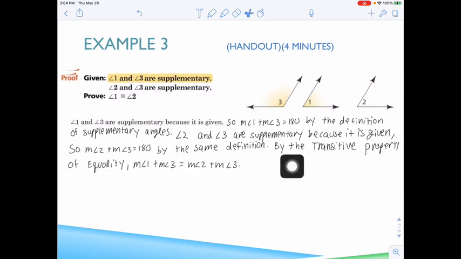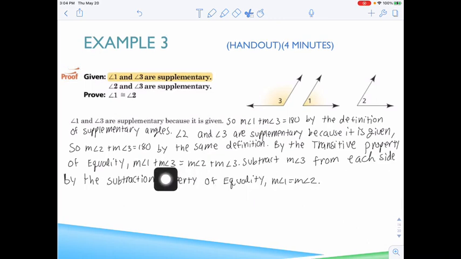Now, by the transitive property of equality, we have that the measure of angle 1 plus the measure of angle 3 equals the measure of angle 2 plus the measure of angle 3, because both the measure of angle 1 plus the measure of angle 3 equals 180, and the measure of angle 2 plus the measure of angle 3 equals 180. Notice we have the measure of angle 3 on both sides of this equation, so we can subtract the measure of angle 3 from each side. By the subtraction property of equality, we have measure of angle 1 equals the measure of angle 2.